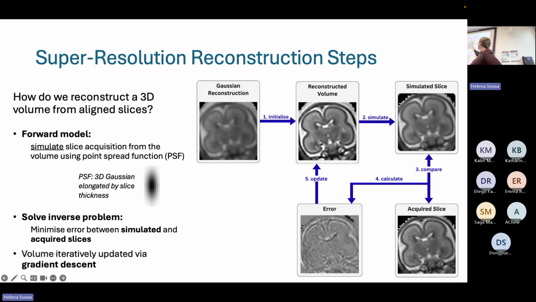And that is basically saying that there's a set of points within our volume that correspond to one particular voxel in our simulated slice. We then compare the simulated slice with the acquired slice, and from that we can calculate our error between the two. So once we have that error, we can now solve our inverse problem by trying to minimize the error between the simulated slice and the acquired slice. And we do that with sum of squared errors. And then once we've done that, we can iteratively update the volume using gradient descent in order to improve our estimate.